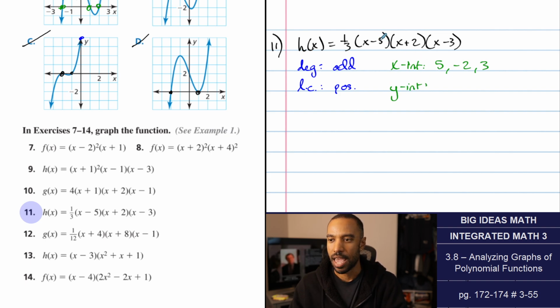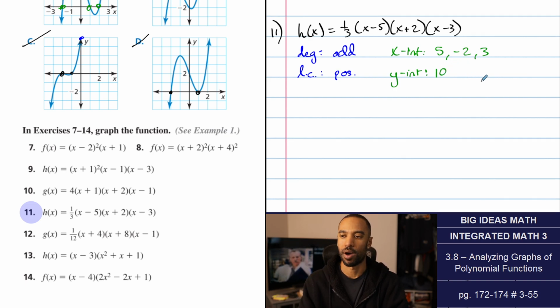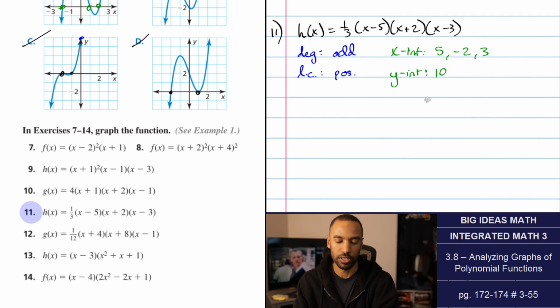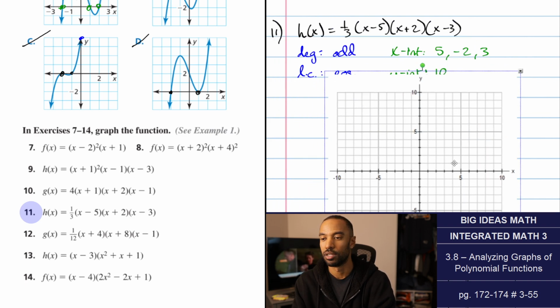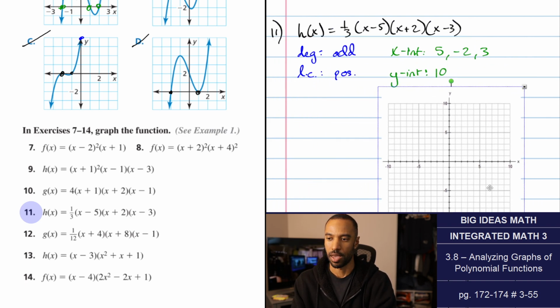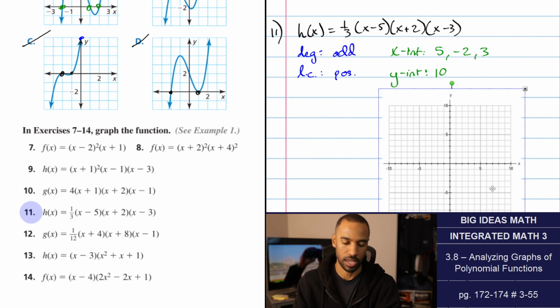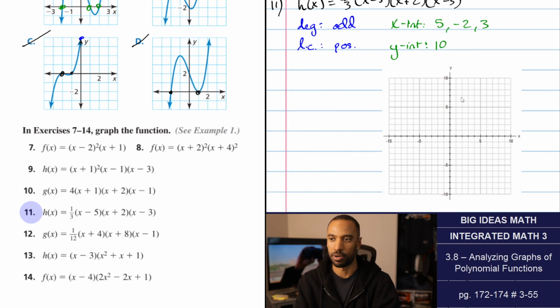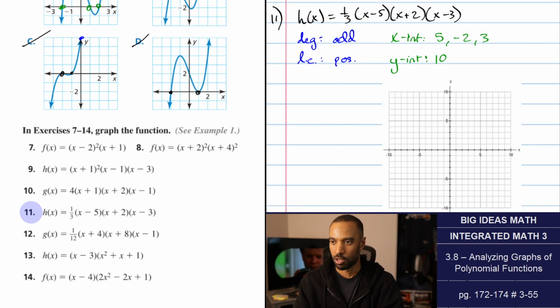Y-intercept: -5 times 2 times -3 is 30, and 1/3 of 30 is 10. So we got a y-intercept of 10. And this is vertically compressed. It would have otherwise been 30, right? So I'll still try and not change the scale. Let's just leave it as is, even though it's going to top out at that value. At least the x-intercepts are a little farther out. Gives me a little more character in my graph, I suppose.